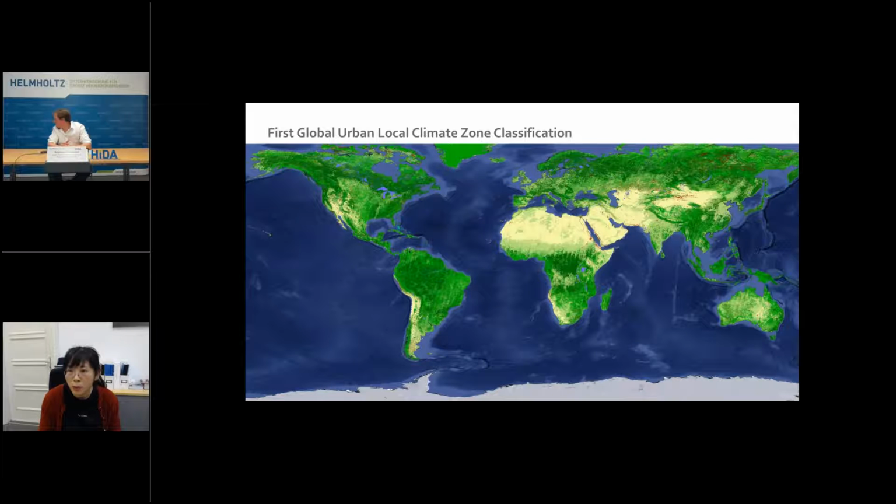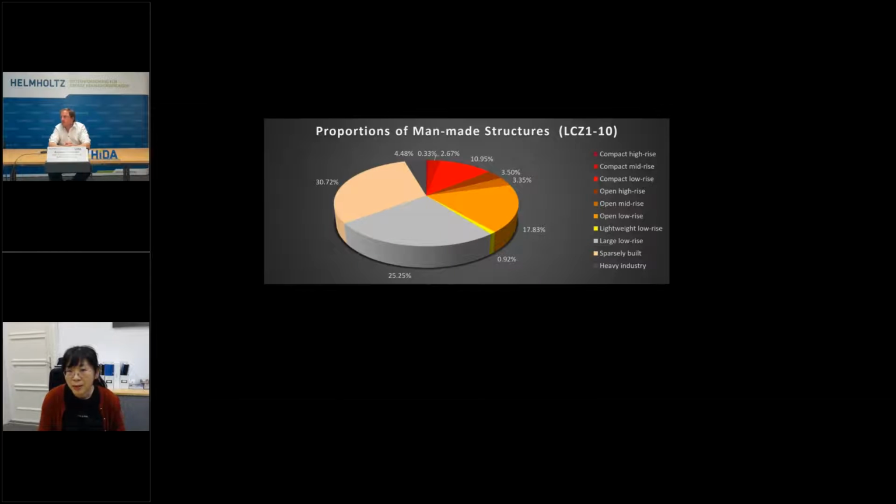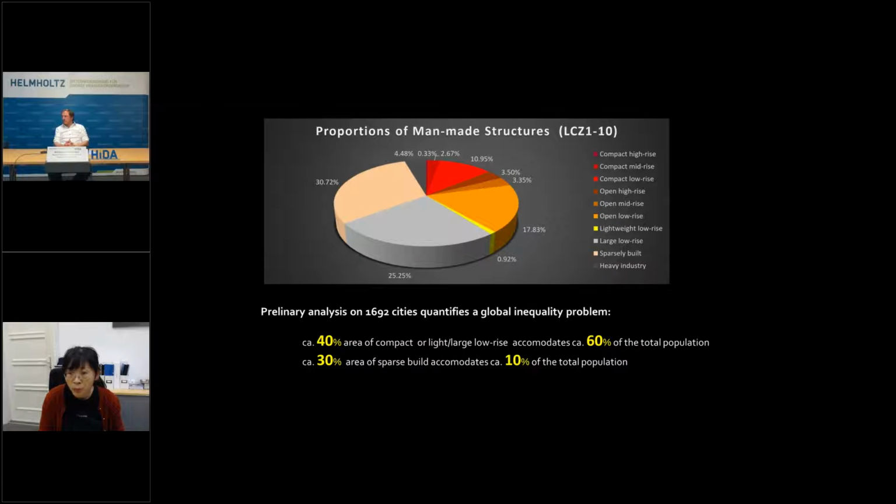And of course, the more interesting part is the reddish part where you can see urban areas. You can also use this data to identify where the heat islands are. In addition, here is just an example of the level of detail of information you can get: on the right is what we achieved, on the left is what was globally available until now. And to do a simple statistical analysis, for example, this is the proportions of the first 10 man-made structures. If we compare with the population density, we can already quantify a global inequality problem.